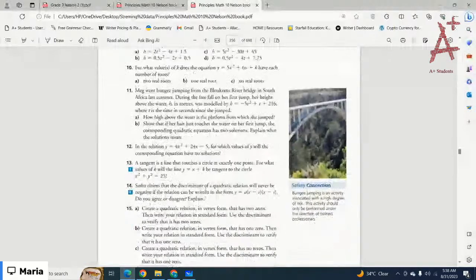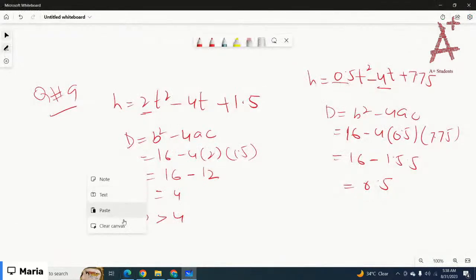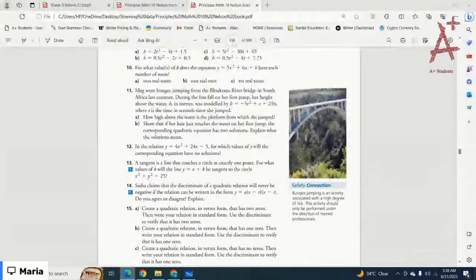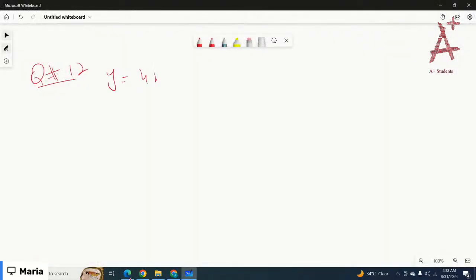Okay, let's start with question number 12. In the relation y equals 4x square plus 24x minus 5, for which value of y will the corresponding equation have no solution, right? Let's start with question number 12. Y equals 4x square plus 24x minus 5, right?